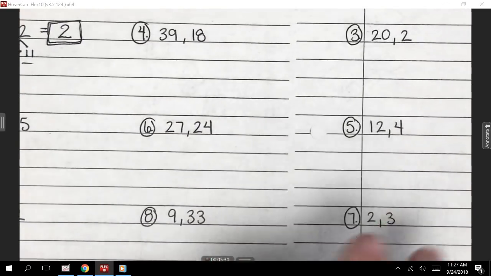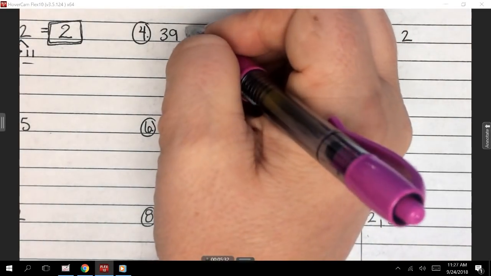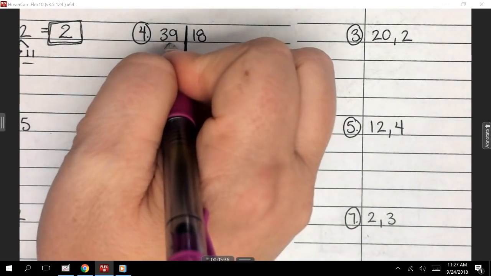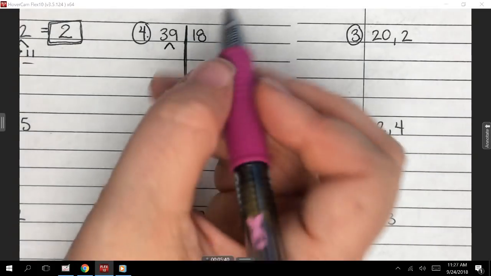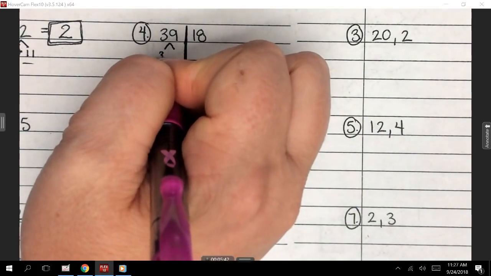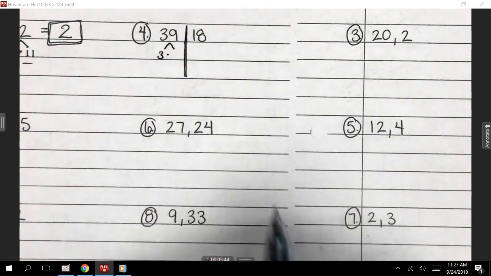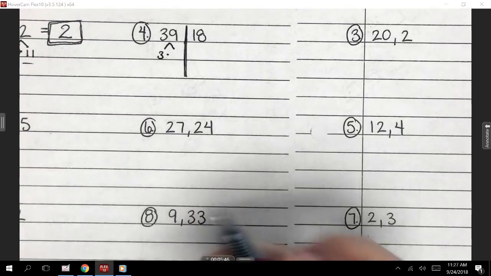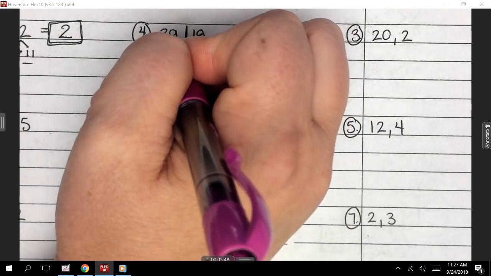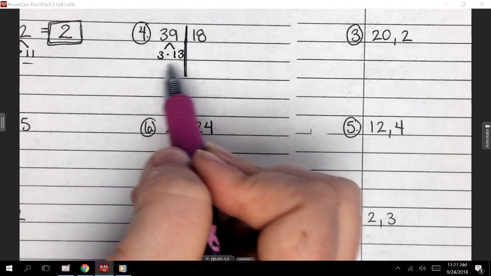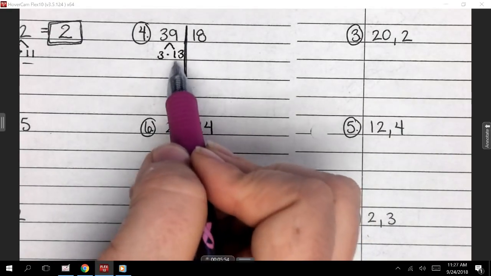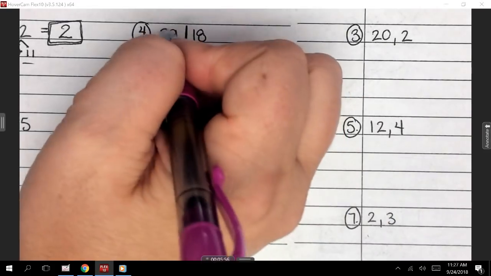Number 4. For number 4, I have 39. Now 39, this one, some people have asked about today in class. 39, 3 will go into that. 3 goes into 3, 3 goes into 9, so 3 goes into 39. 3 goes into 3 once, 3 goes into 9, 13 times. All right, so 3 times 13. 3 is prime, 13 is prime, so I'm done with that one. Okay.